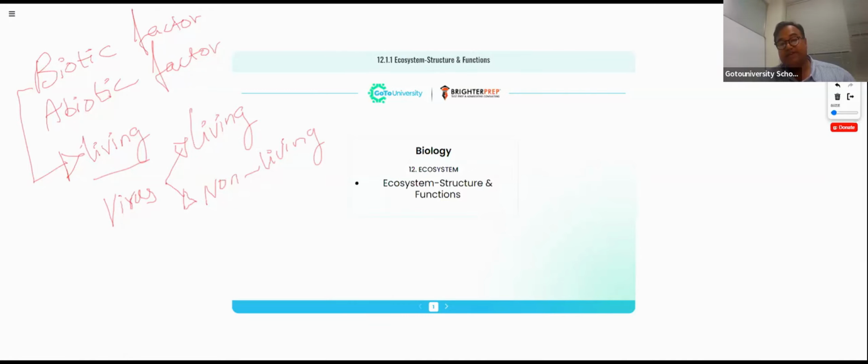Why? Because the virus has living property if it is inside the host. Virus has non-living property if it is outside the host. This is the message we need to understand.